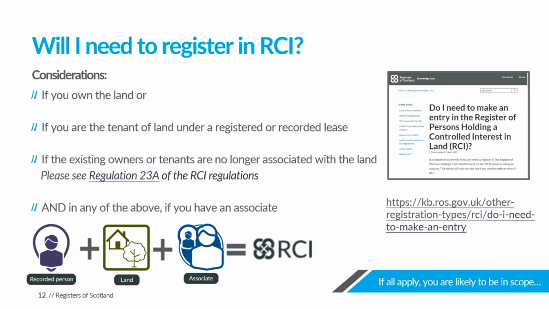Broadly speaking, if you decide you're not exempt, it is important to consider the following when deciding if you need to register. In general RCI terms, if you are the named owner or tenant on the title, whether that's on the land register or one of the Registers of Scotland registers, and if there is a person not named on the title but who has controlling interest on the land, then the owner or tenant will be the recorded person and the person with controlling interest will be an associate. For unincorporated bodies specifically, rather than controlling interest, it is general control and management, and I will be defining this shortly.